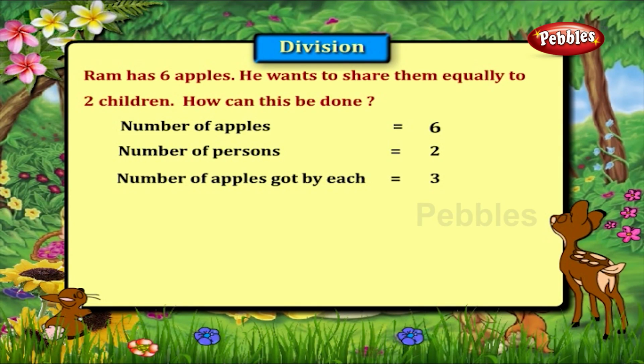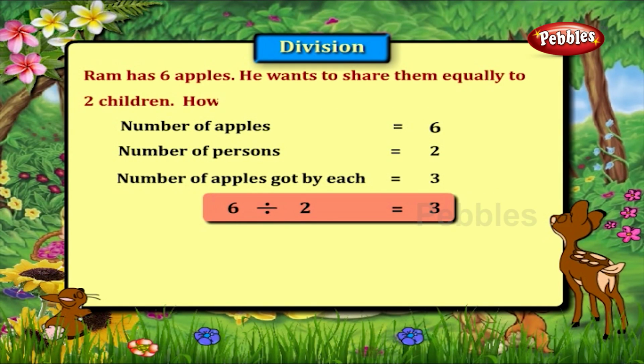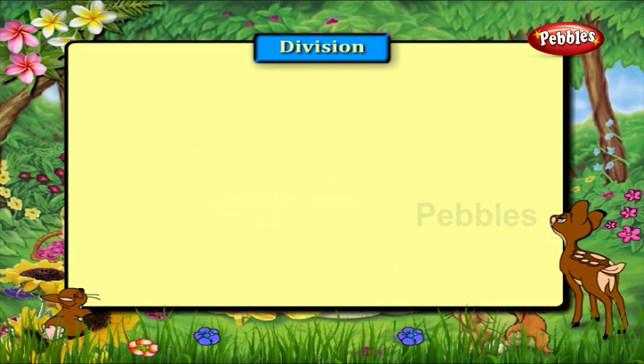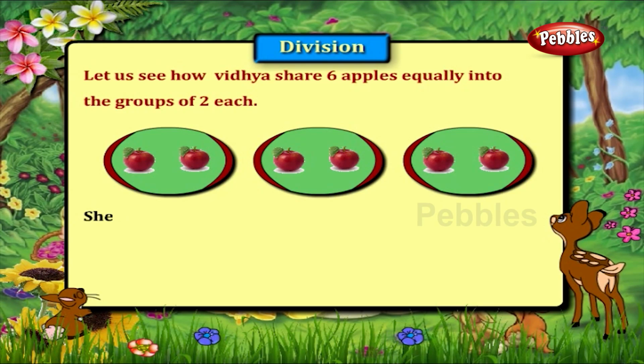We write this as 6 divided by 2 is equal to 3. 6 divided by 2 equal to 3 is called a division fact. This symbol represents division. Let us see how Vidya shared 6 apples equally into the groups of 2 each.